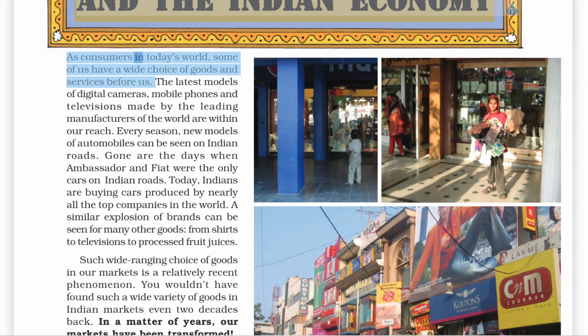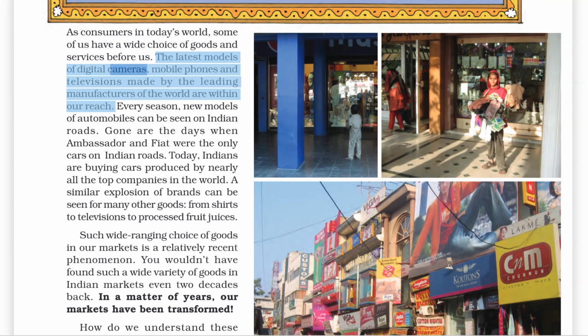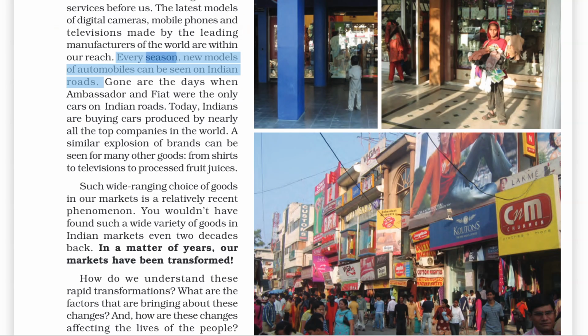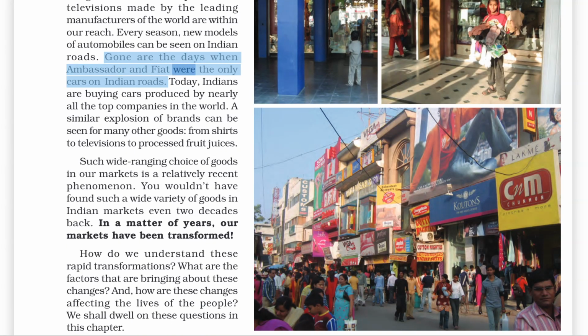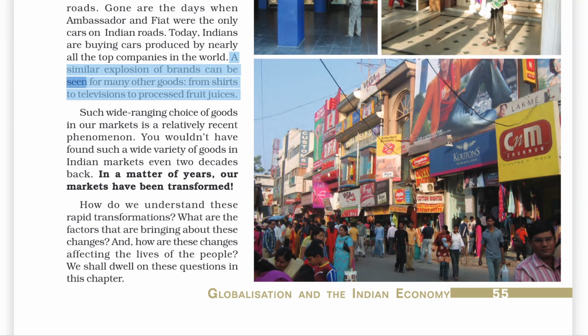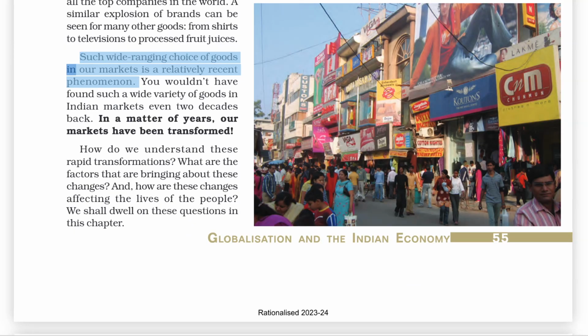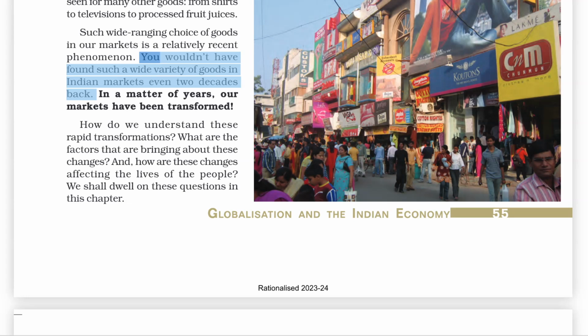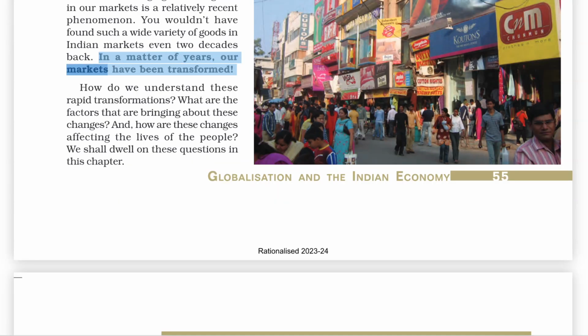As consumers in today's world, some of us have a wide choice of goods and services before us. The latest models of digital cameras, mobile phones, and televisions made by the leading manufacturers of the world are within our reach. Every season, new models of automobiles can be seen on Indian roads. Gone are the days when Ambassador and Fiat were the only cars on Indian roads. Today, Indians are buying cars produced by nearly all the top companies in the world. A similar explosion of brands can be seen for many other goods, from shirts to televisions to processed fruit juices. Such wide-ranging choice of goods in our markets is a relatively recent phenomenon. You wouldn't have found such a wide variety of goods in Indian markets even 2 decades back. In a matter of years, our markets have been transformed.